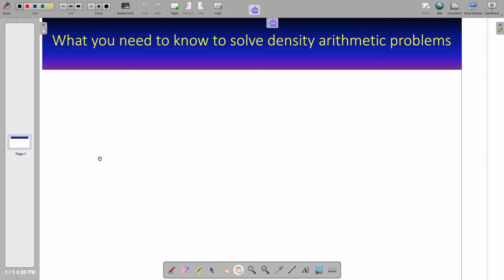Welcome to Master Concepts in Chemistry. In this lesson, we will discuss what you need to know to solve density arithmetic problems.